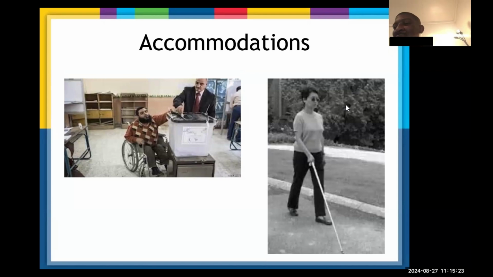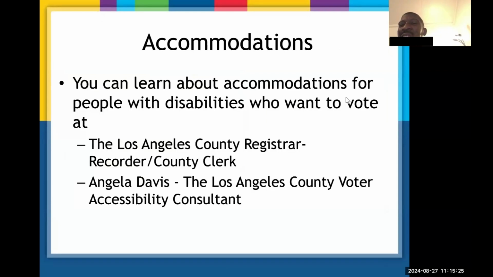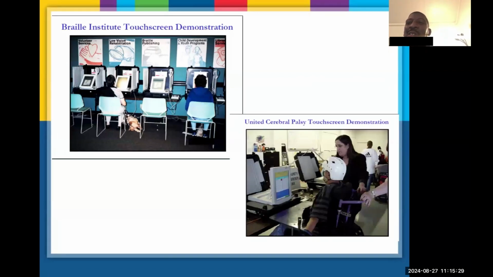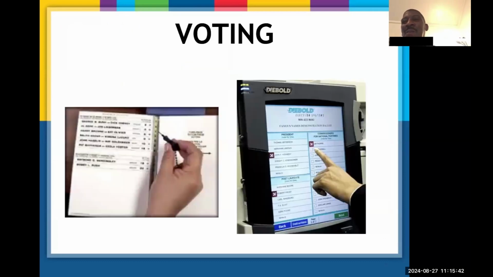Next slide. Next slide. So those are accommodations, back before the voting system in LA County 2020 and how people voted. Next slide. Voting.